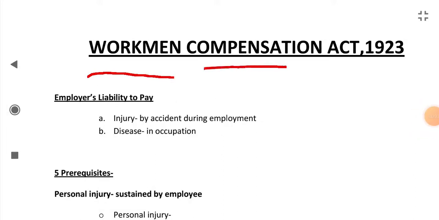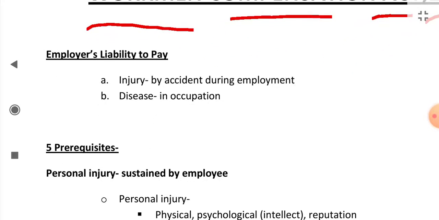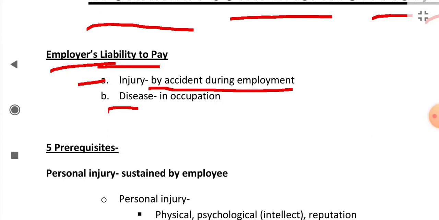Workmen Compensation Act 1923. In what conditions should compensation be given to a workman? So what does it say? It says it is the employer's liability to pay a workman for any injury by accident during employment or for disease in occupation. In these two conditions the employer is liable to pay the workman compensation.